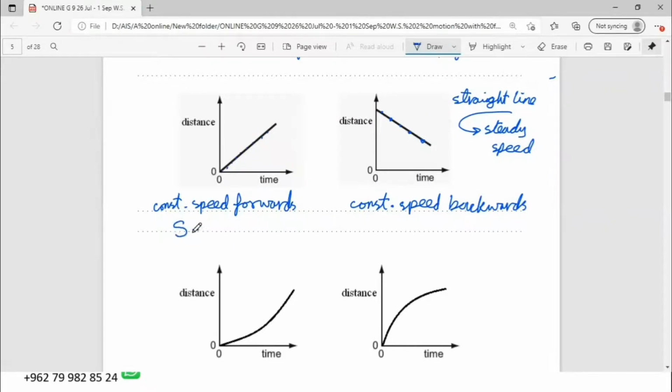So the speed equals what? The gradient. And whenever the line is steeper, that means it has greater speed, because it covers more distance divided by the same time.